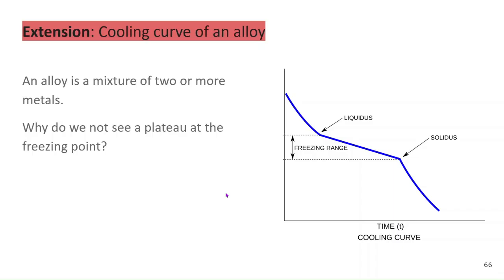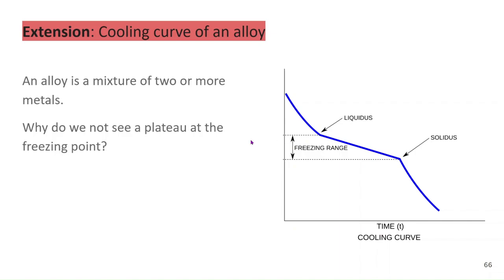Here is another interesting question. And this is a cooling curve for an alloy. An alloy is a mixture, we've learned about those, of two or more metals. So like copper and iron could be an alloy, right? Why do we not see a plateau at the freezing point? We have a freezing range instead.